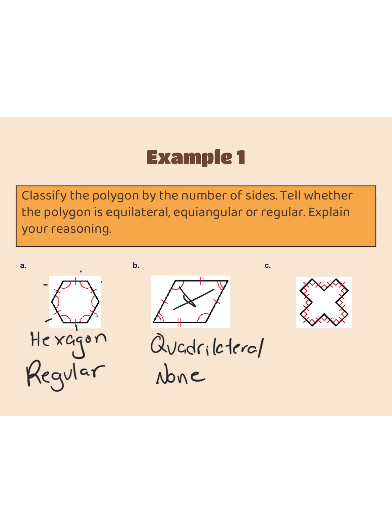Now for figure C, we have 1, 2, 3, 4, 5, 6, 7, 8, 9, 10, 11, 12. It's 12 sides, so it's a dodecagon. They're telling us all of the angles are congruent, and they're telling us all of the sides are congruent. So this is a regular polygon.